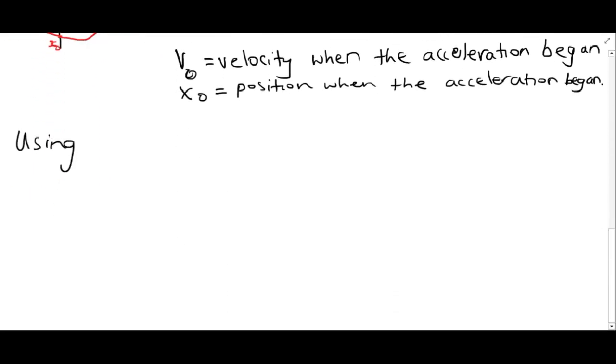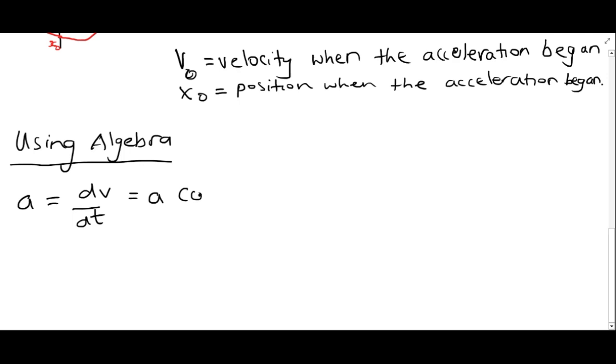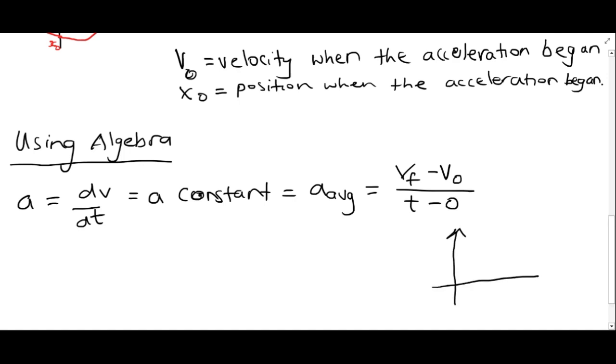This is how we do it. So we know that the acceleration is constant, and we also know it is equal to dv over dt. Now, since it's constant, we know that the average acceleration is equal to the instantaneous acceleration. So therefore, acceleration equals vf minus v0 over t minus 0. And here is a graph that can represent this type of constant acceleration motion.